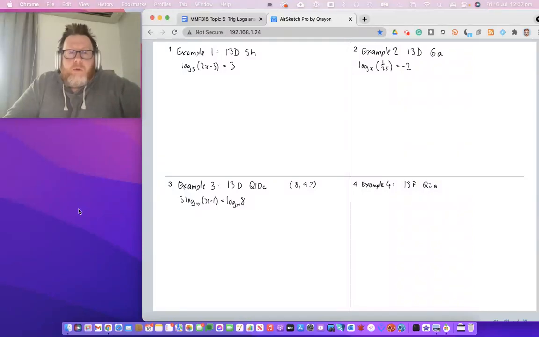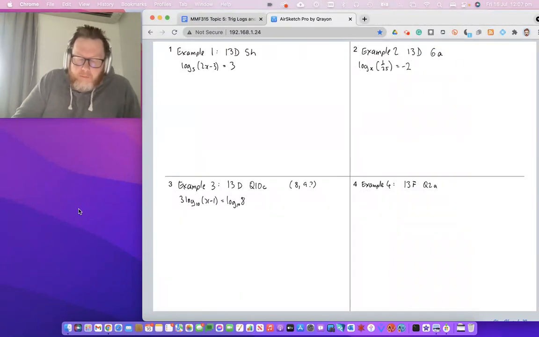Hey ho, in this video we're going to have a look at a bunch of equations that have logarithms in them and solve for x effectively. A lot of them have a very similar approach. Some of them use log laws, some of them use the basic definition of a log. So let's get into it.